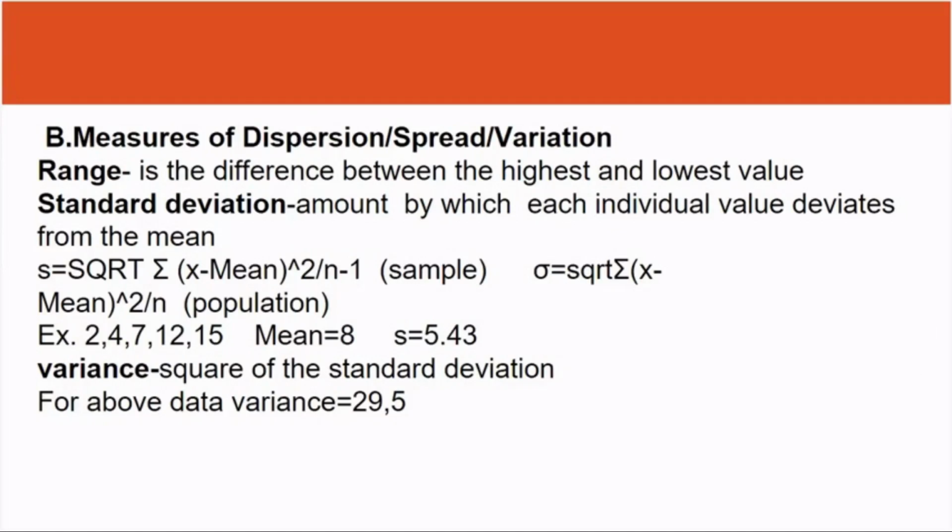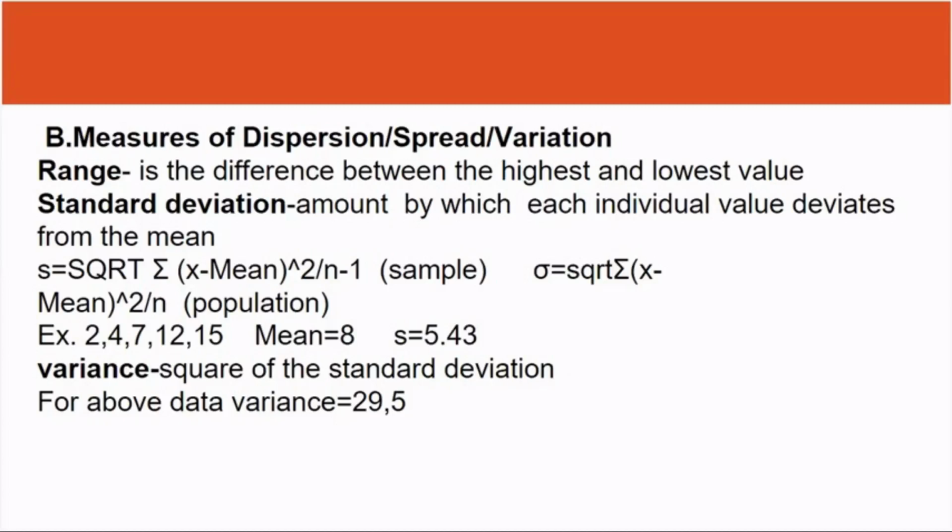So you have there S, which is the square root of the summation of X minus mean squared divided by N minus 1. Or that is our sigma, which is equal to the square root of the summation of X minus mean squared over N, which is the population.